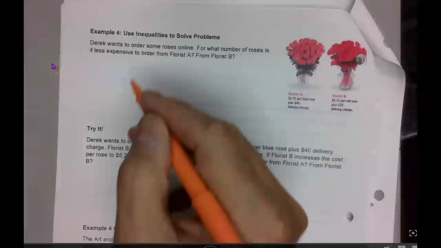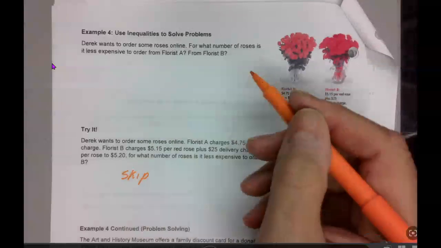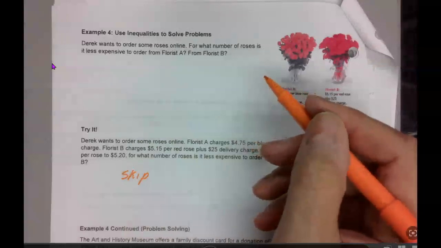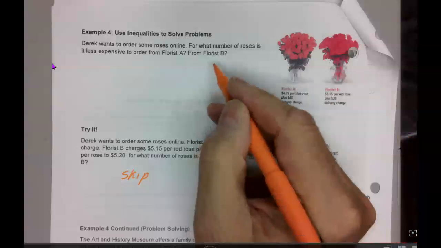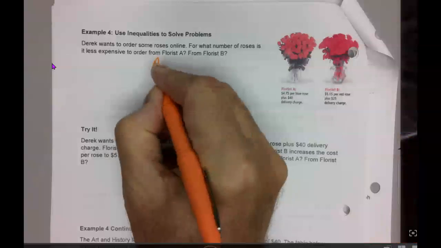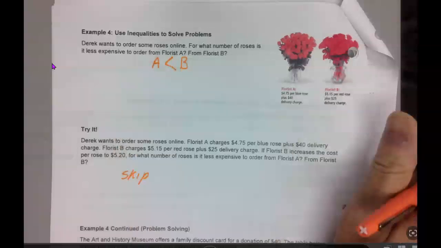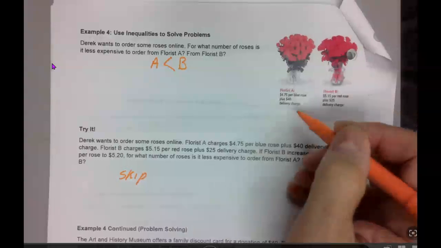This is example 4 on 1.5. It says Derek wants to order some roses. For what number of roses is it less expensive to order from florist A than from florist B? So we want florist A to be less than B, correct? Right?